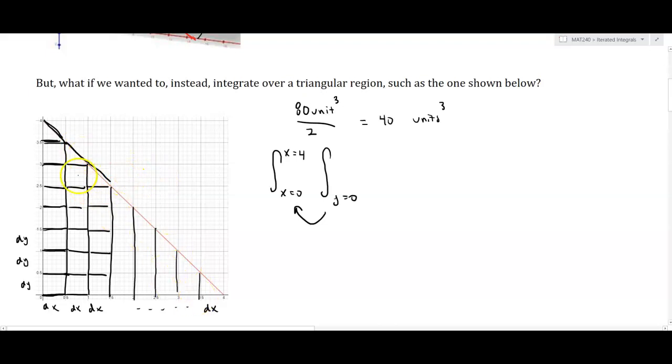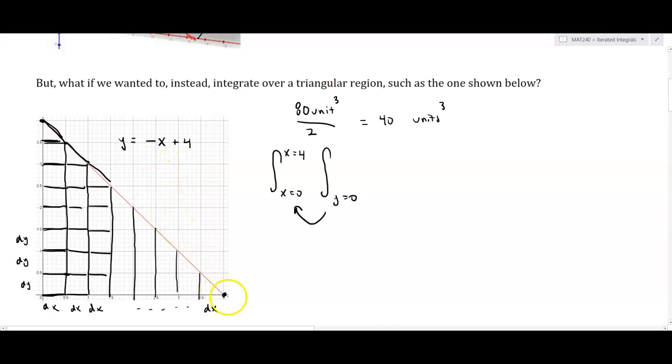So what is this line? I need to know its equation first. It has two points: the point (0, 4) and the point (4, 0). For an increase in x of 4 units, I get a decrease in y of 4 units. So that is a line with a slope of -1, and the y-intercept is 4, so this line can be modeled by y equals -x plus 4.